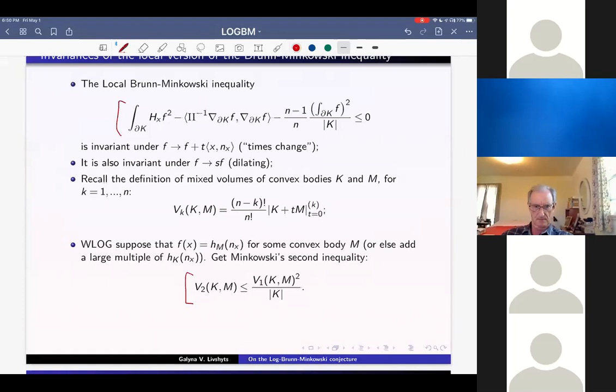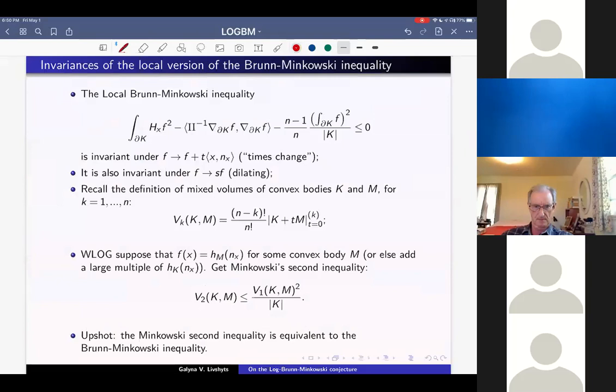And moreover, it's equivalent to the Brunn-Minkowski inequality itself, because this first statement is invariant under adding an arbitrary amount of the support function of K to F, and therefore we can always add so much of the support function that it becomes a support function of some other convex body. So the Minkowski second inequality is equivalent to the local version of the Brunn-Minkowski inequality, and consequently to the Brunn-Minkowski inequality itself. Any questions so far?